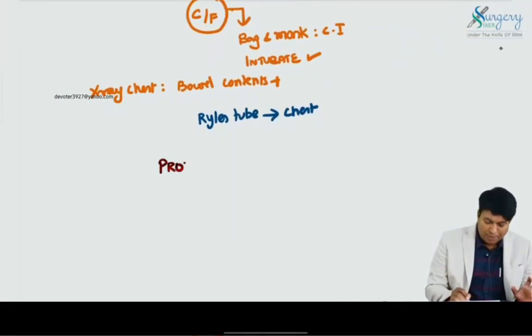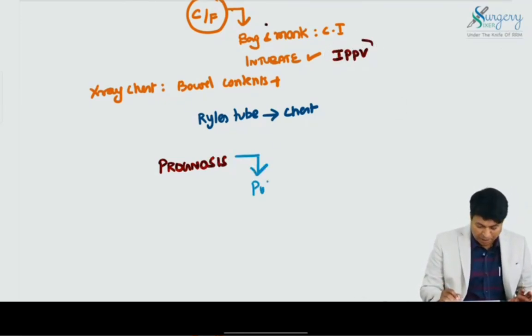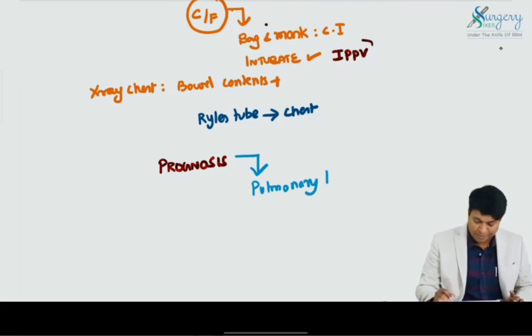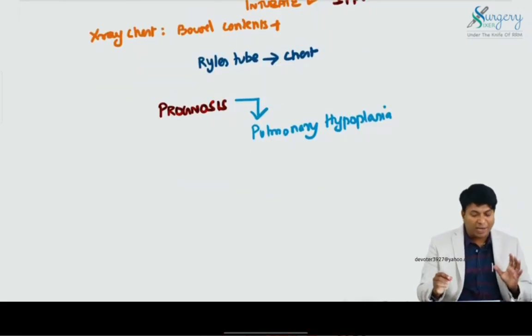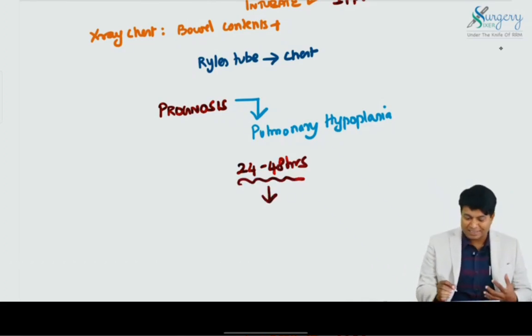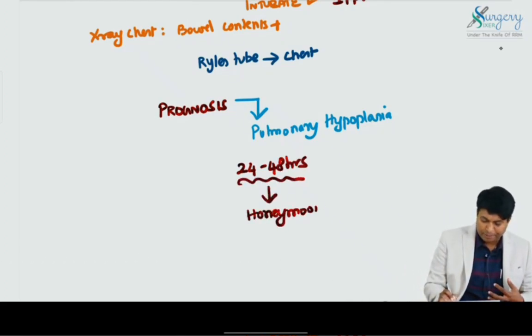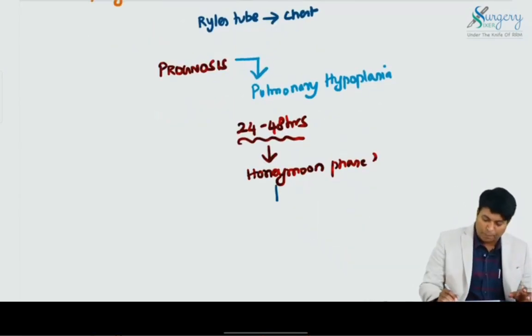After intubation and connecting to intermittent positive pressure ventilation, the prognosis of this baby depends on what? Very important MCQ: it depends on pulmonary hypoplasia, how hypoplastic the lung is. Anyhow, we intubate the baby and wait for 24 to 48 hours. In 24 to 48 hours, the baby will recover, hypoxia decreases, the lung will expand, and the baby enters a phase known as the honeymoon phase. At that time, you have to approach trans-abdominally.